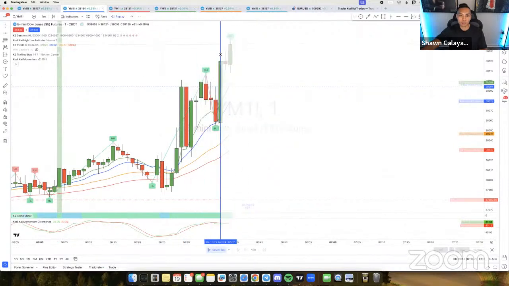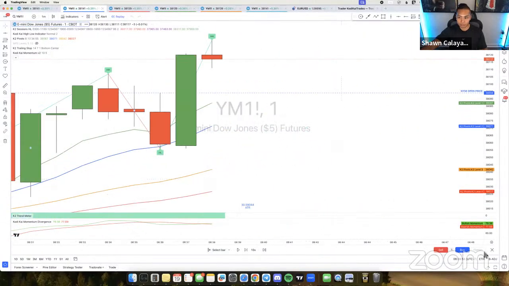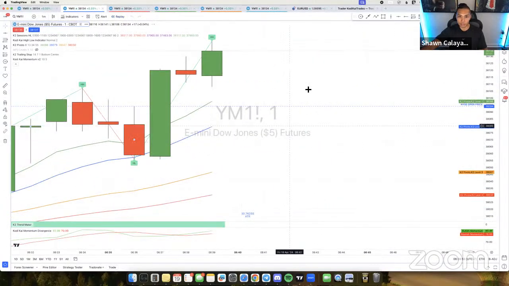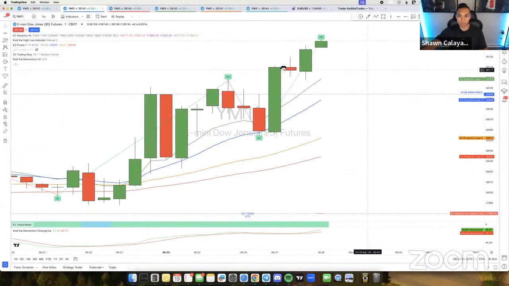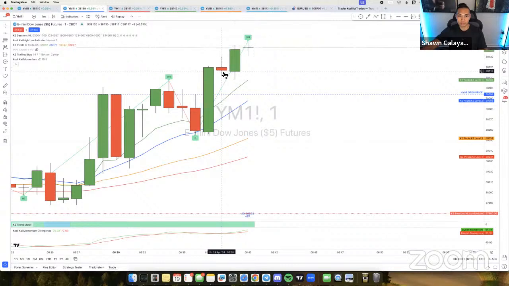Let me go back real quick. I just want to see if this here for sure closed. Yeah, so that was a momentum divergence entry right there, guys. It's too late. You can't enter off this candle here. I mean, technically you can, but I wouldn't enter on this because this was the entry back here.